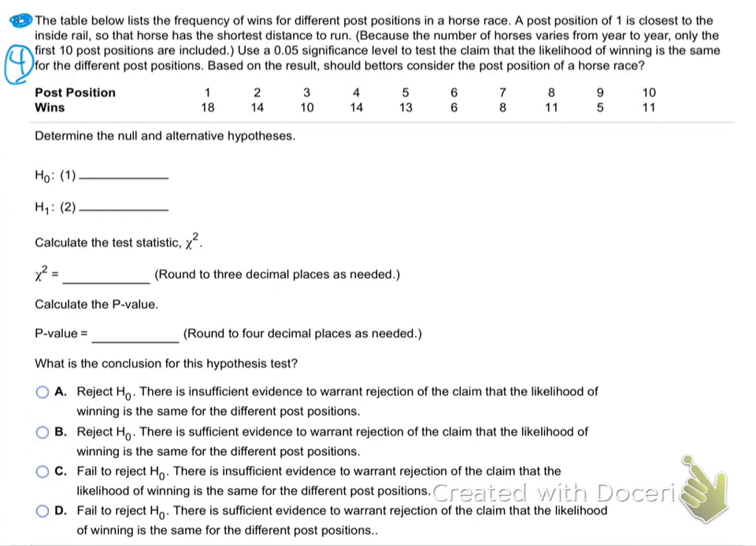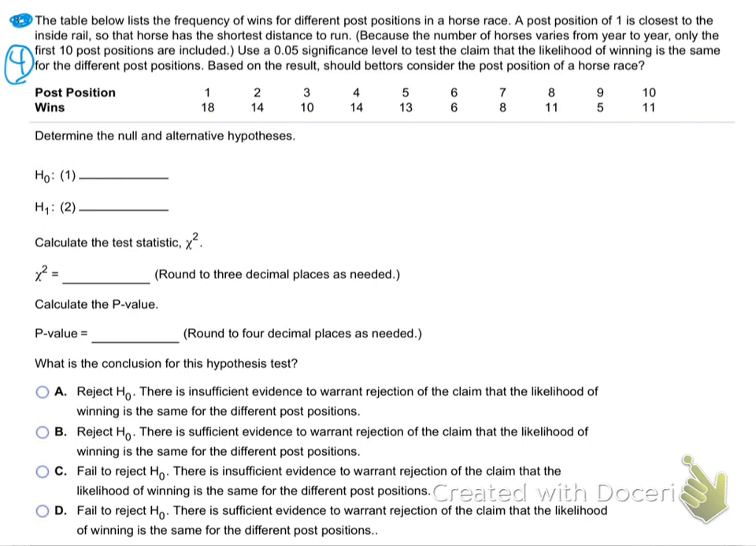The table below lists the frequency of wins for different post positions in a horse race, the different lanes or starting positions the horses are in. A post position of 1 is closest to the inside rail, so the horse that has the shortest distance to run. Because the number of horses varies from year to year, only the first 10 post positions are included. Test the claim that the likelihood of winning is the same for the different post positions. Should bettors consider the post position of a horse? All right, so that's the question.